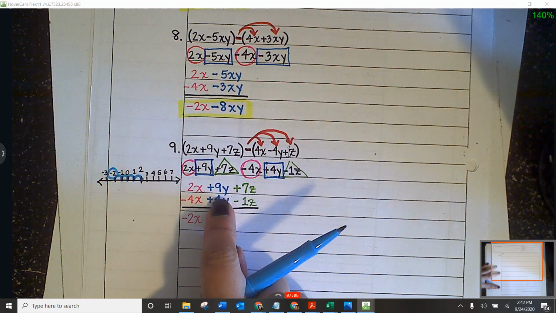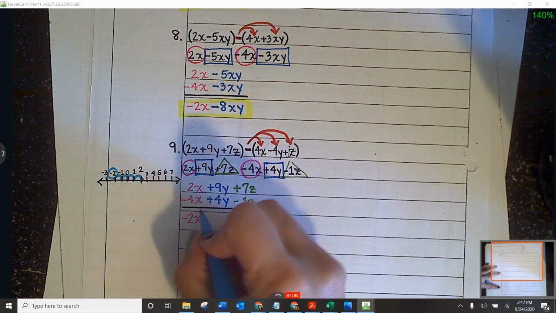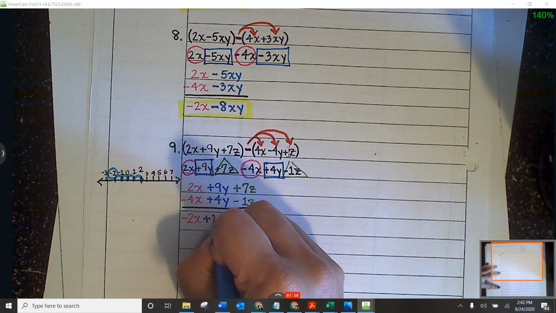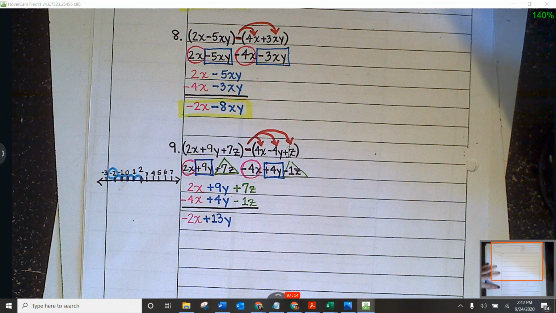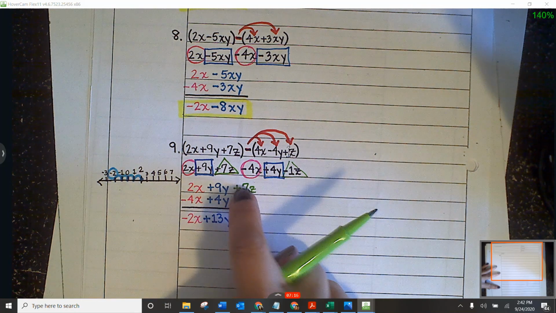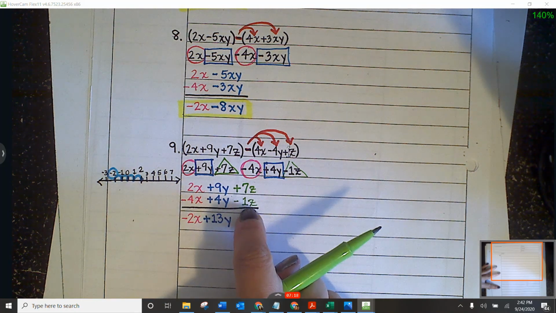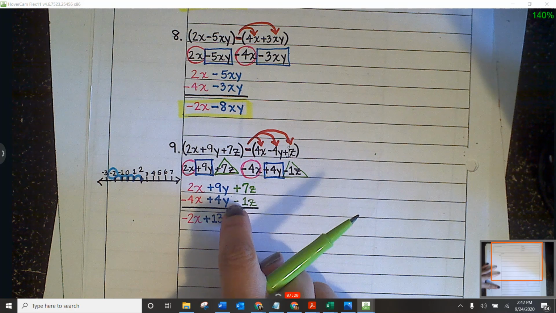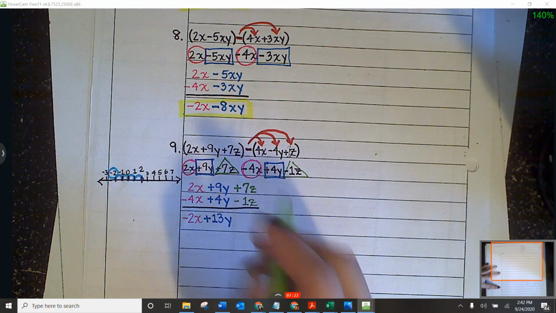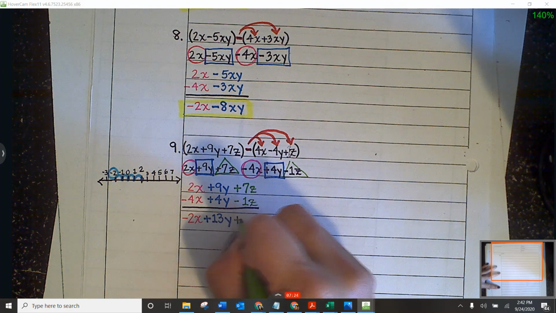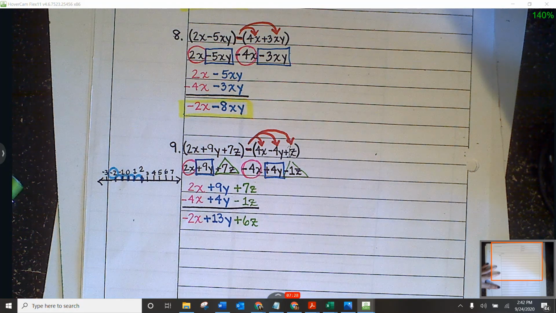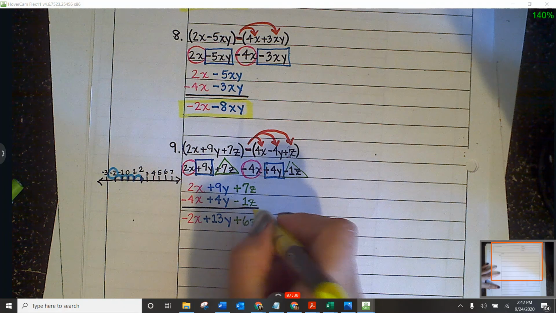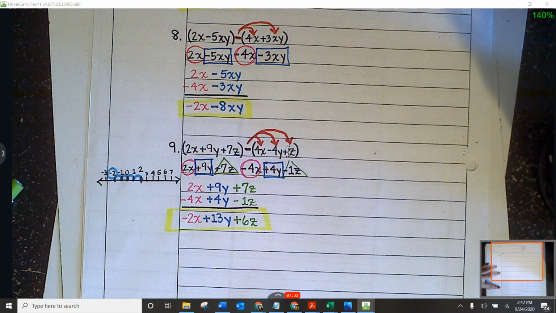Remember, apples and apples. Okay, so this is a lot easier because that's just 9 plus 4. That would be a positive 13y. And here I have 7 minus 1. All right, 7z minus 1z equals positive 6z. There you go. Final answer time.